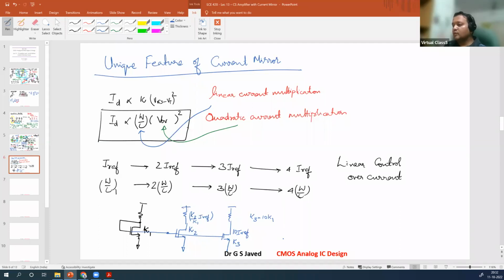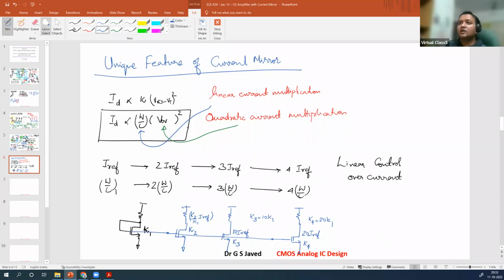You want to make it 20 times. Take the same mirror voltage, VGS value same, and increase the W by L here. So if you want 20 times IREF, IL equal to 20 times, your K4 will be equal to 20 times K1. So this way you can get any current mirroring.